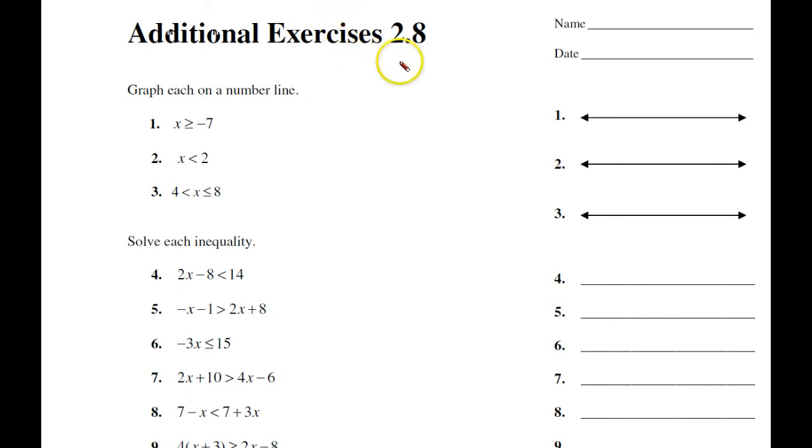Okay, on to our last section of Chapter 2, Section 8. And here we're dealing with inequalities. But I'll do a little review before we start on these examples.